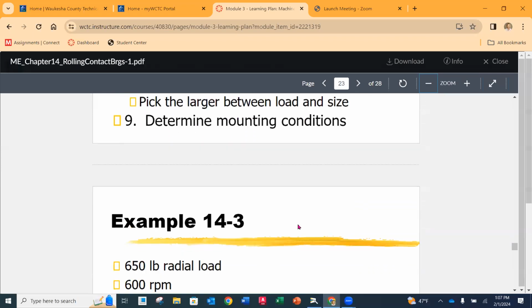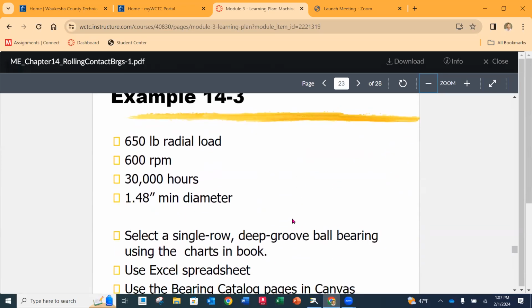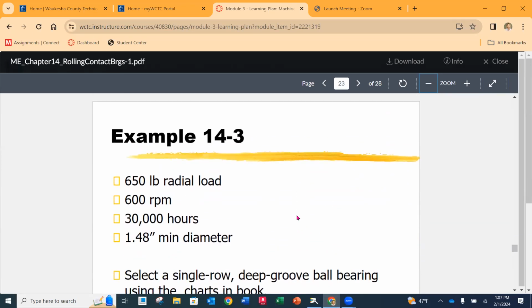Okay. That's mounting conditions. So let's look at example 14.3 and walk through this process. Now, bearings, there aren't heavy duty calculations, if you would, but I do have a spreadsheet to help us. And it also is kind of nice to summarize the information as well. So on page 576, you're going to find problem 14.3.